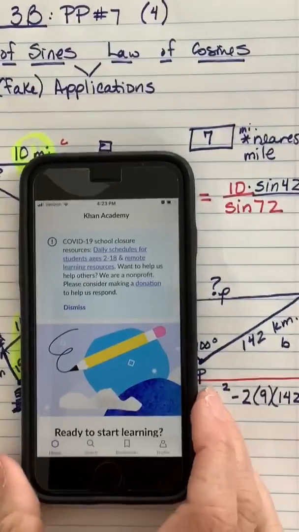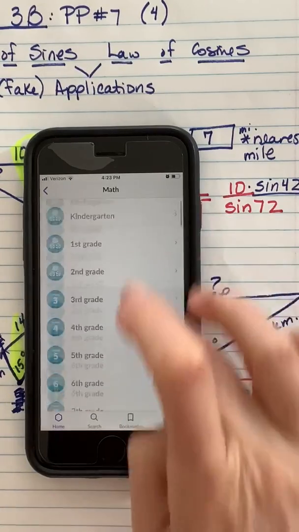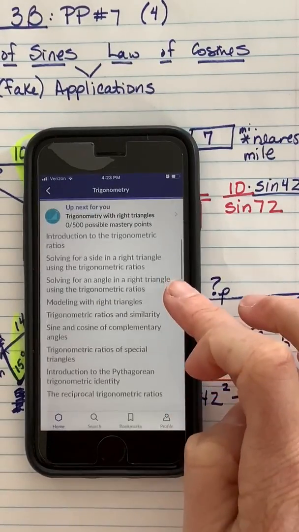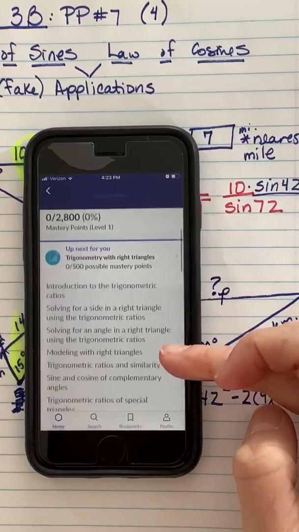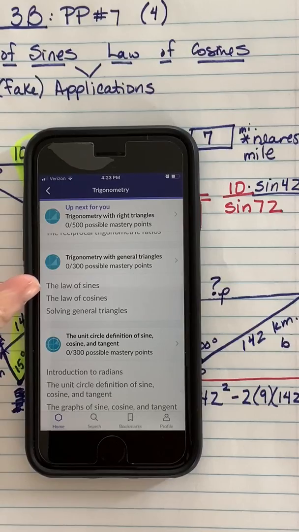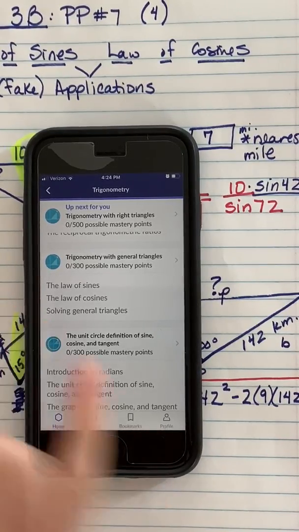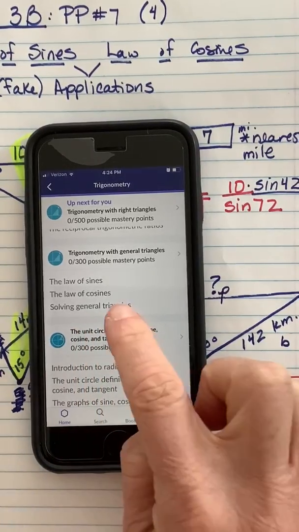So here's where we're at. We know that we are working in trigonometry. So here was your trigonometry with right triangles. That was our first week, our review week. Then we moved into law of sines for our second week. Then we did law of cosines earlier this week. Now we're into solving general triangles. So that's the one that you're going to be doing for practice problem number 7.